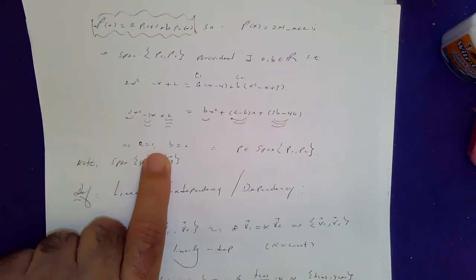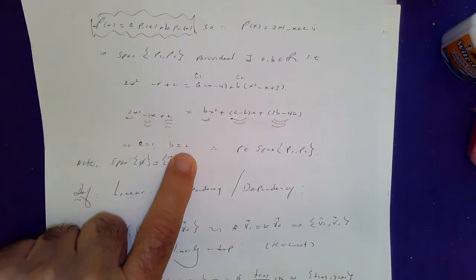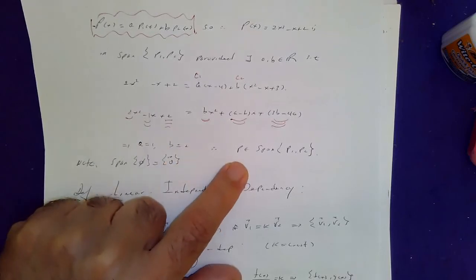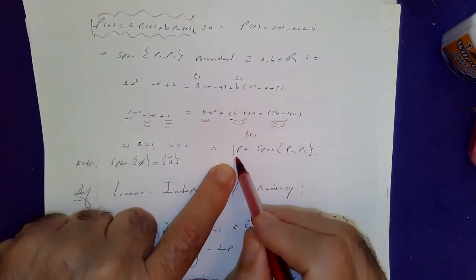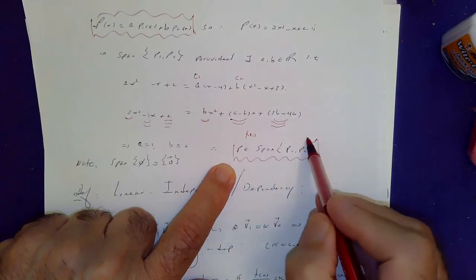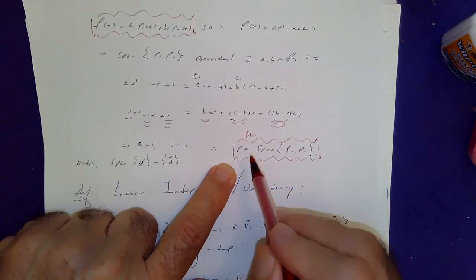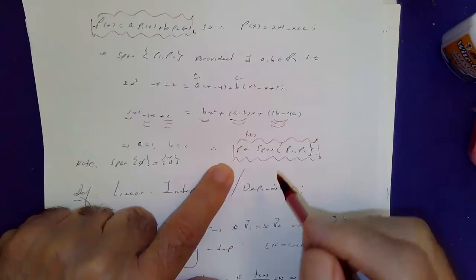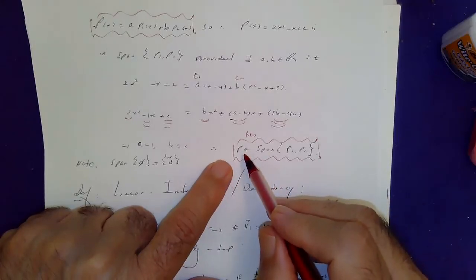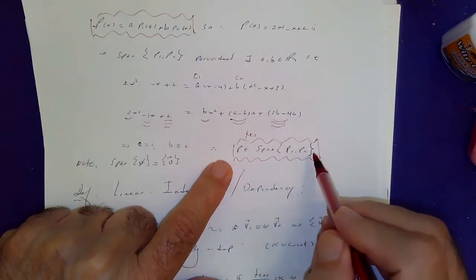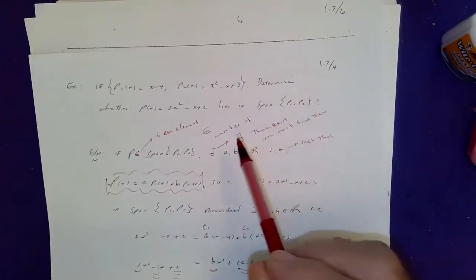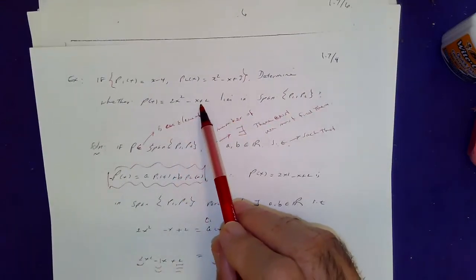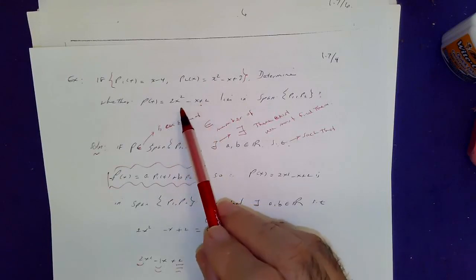So it turns out here, a is equal to 1, b is equal to 2. Therefore, we say yes, P is an element of the spanning set. So of all the second degree polynomials which you can write as a linear combination of these two, this one happens to be one of them. There are 10 million other ones, but this is one of them.